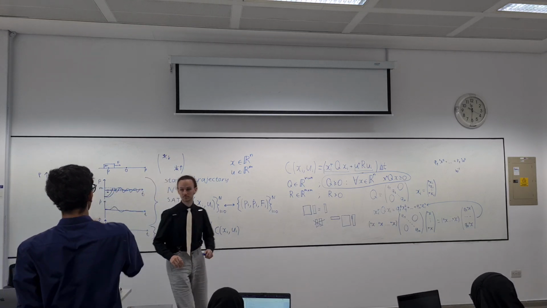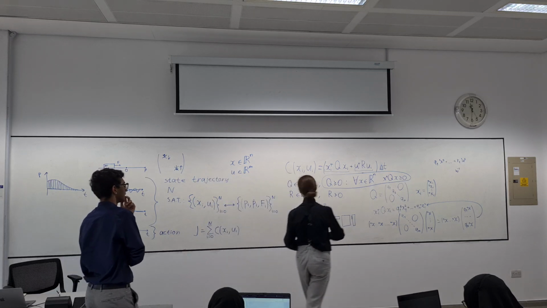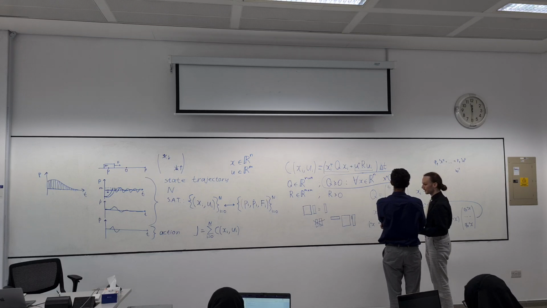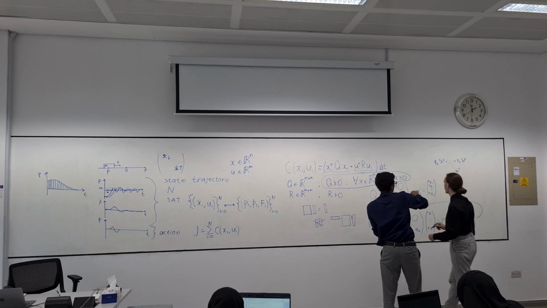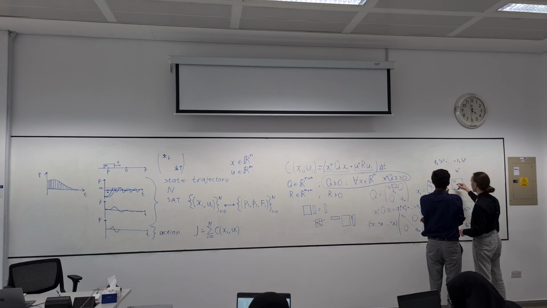Is it a case where the Q matrix wouldn't be diagonal? Yes. If at the same time you care about both the position and the velocity, then this will be non-diagonal, and you have to consider the position very much.